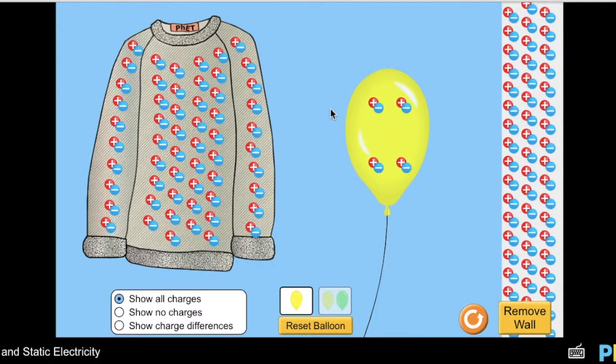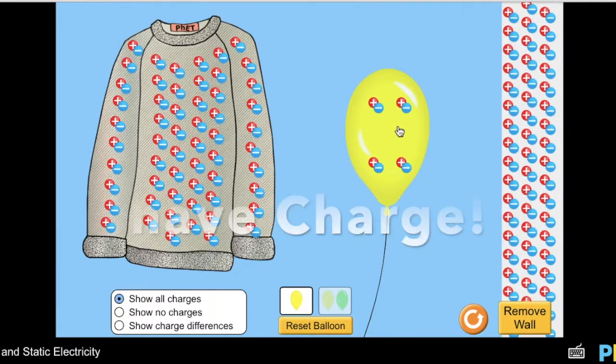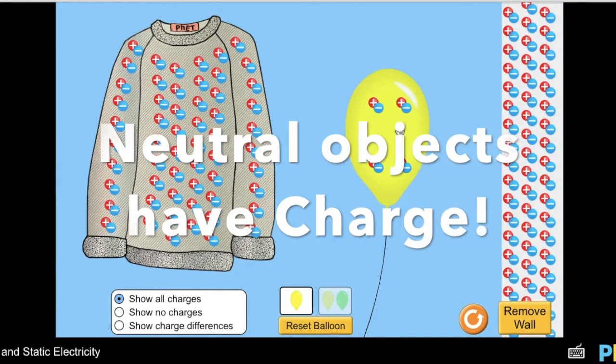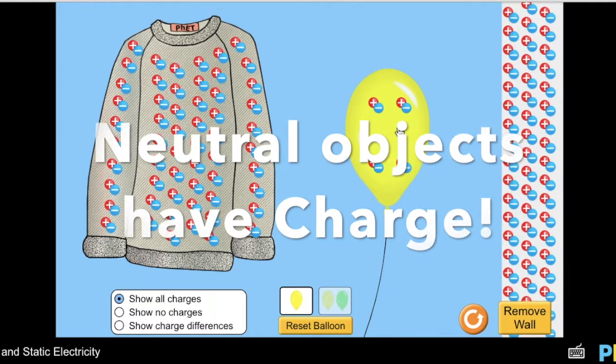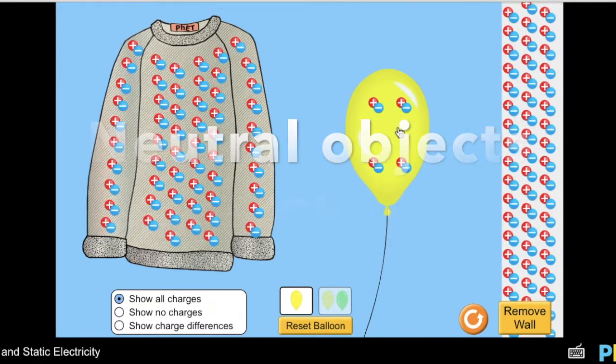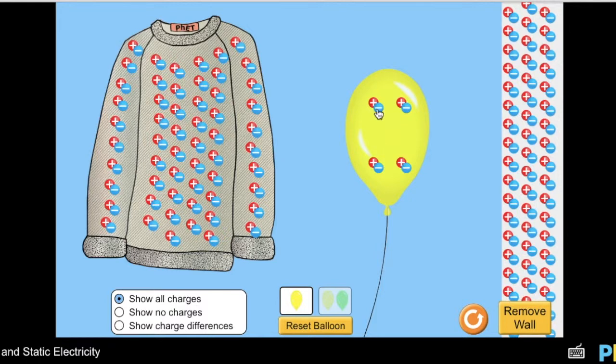And so before we begin with the simulator, I want to talk a little bit about what neutral means. A lot of times people misinterpret neutral to mean no charge, and even neutrons, they say like no charge. Neutrons have charge, and neutral objects have charge. There's charged particles inside these neutral things. What all that means is that the charges are balanced.